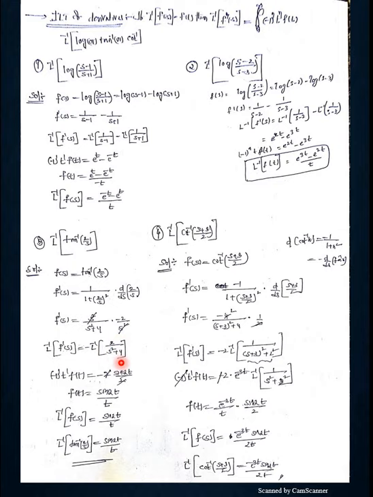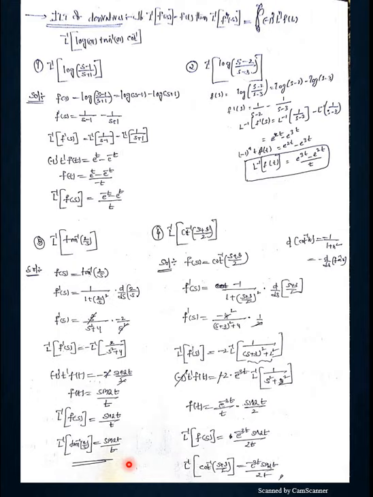Now take L inverse on both sides. In a similar manner, on the left hand side we get minus t f of t, which is equal to minus 2 sin 2t by 2. The 2 cancels. So f of t is equal to what here? Sin 2t by t. This I told you as formula number 9 in previous lectures.